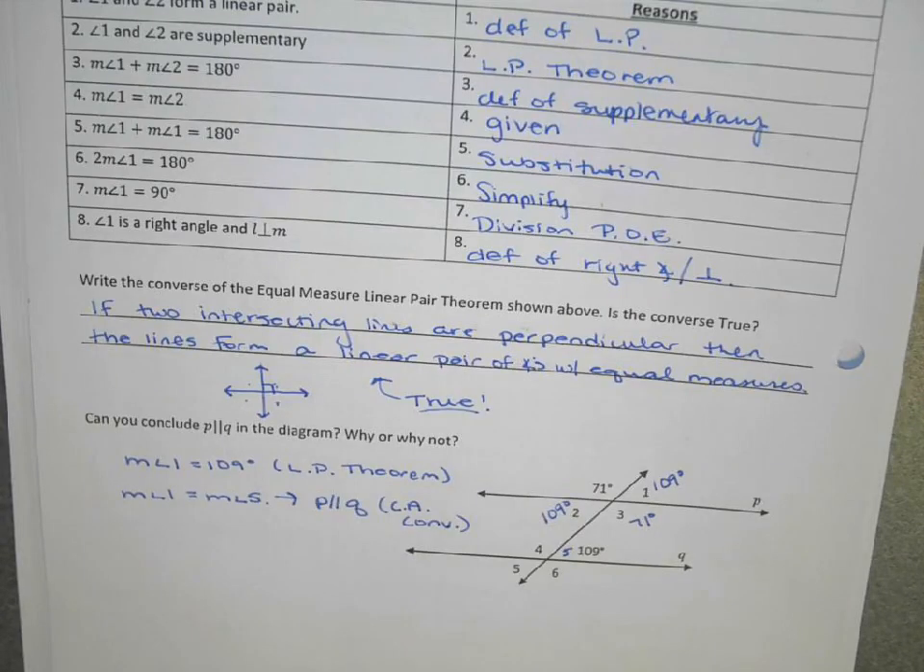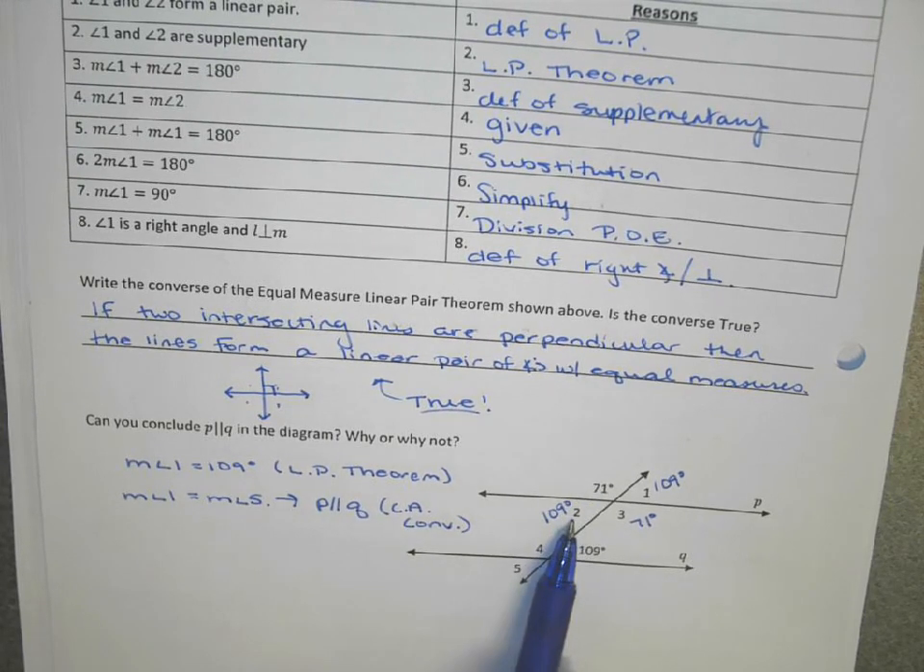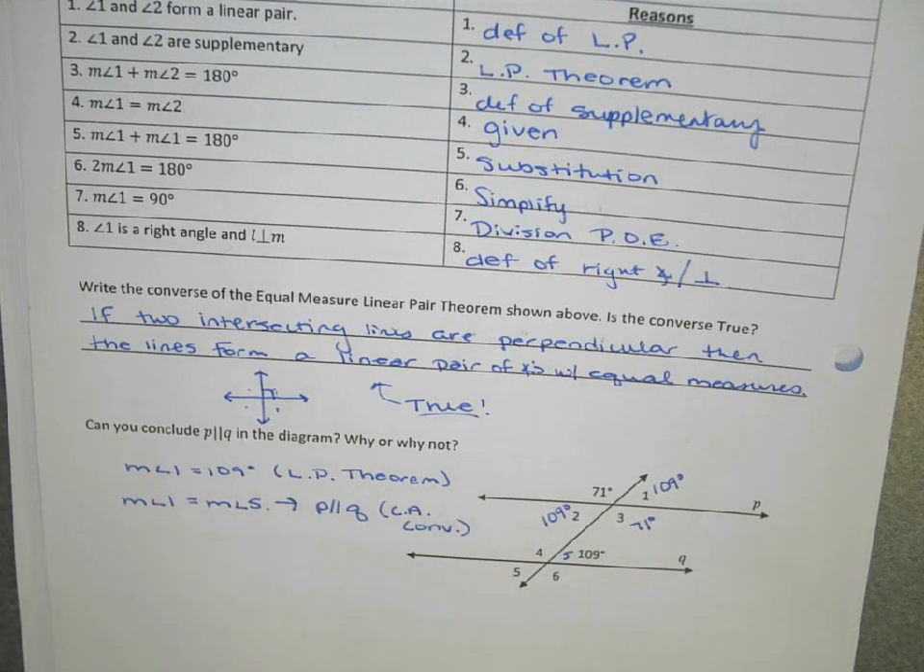You could do this many different ways. You could say that 71 and 2 are a linear pair, so that's how we found 2 to be 109. And then 2 and the 109 that's labeled, those are alternate interior angles, right? They're on opposite sides of that transversal, and they're both interior to those two lines. So because the alternate interior angles are congruent, we know the lines must be parallel.